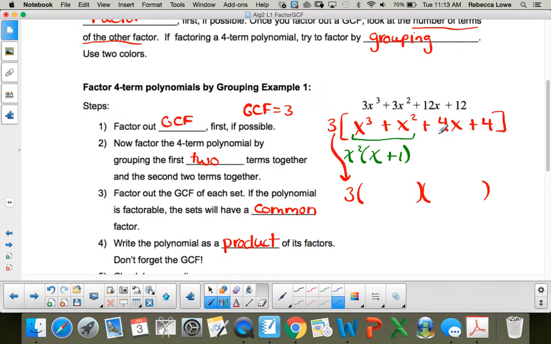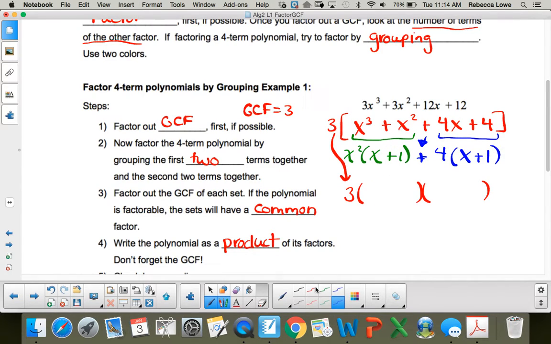Then I'm going to group the second 2 together. I'm going to pull out the greatest common factor of those. Whatever sign you see here is what comes down. So this is a plus. Greatest common factor of these 2 is a 4. And I'm left with x plus 1. So what you should notice is that the green and the blue both have a common factor. Remember, x squared is a factor and x plus 1 is a factor. 4 is a factor and x plus 1 is a factor. So notice that they both have an x plus 1.